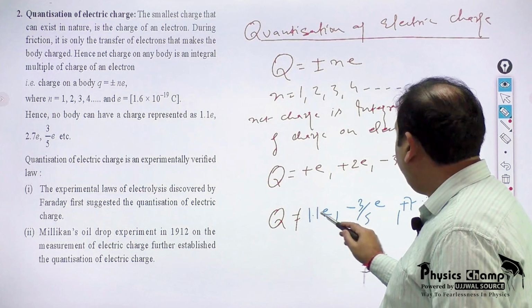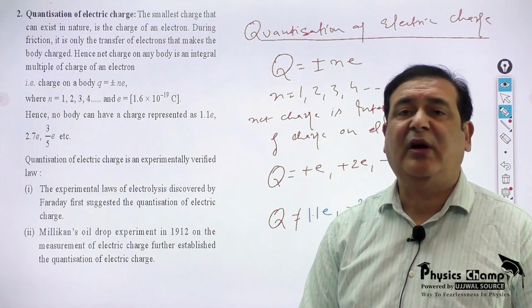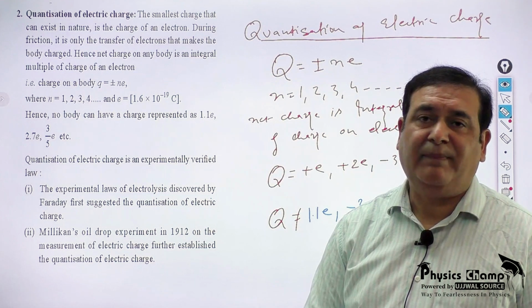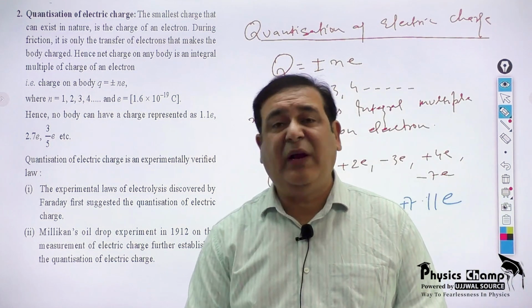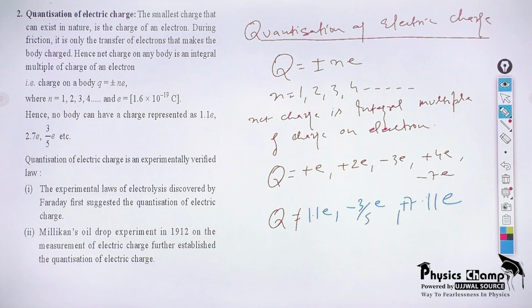So a fractional multiple of the charge on an electron is not possible. The charge on a body can be only an integral multiple of the charge on an electron, and that is quantization of electric charge.